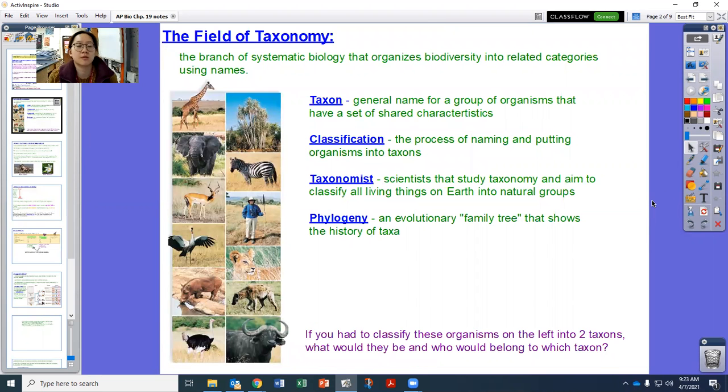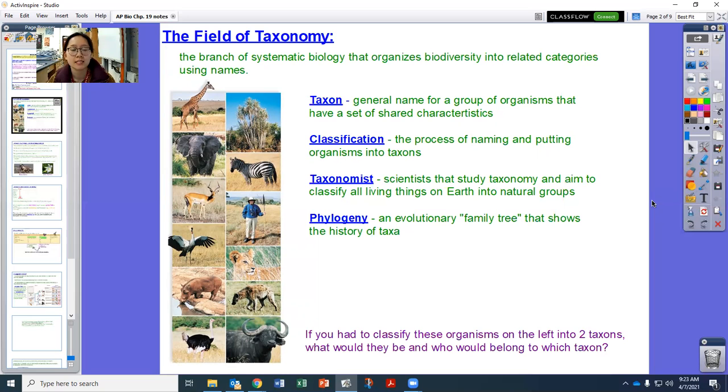So the field of taxonomy is the branch of systematic biology that organizes biodiversity into related categories using names. So the names of organisms show how they're related to each other, right? They all have scientific names that show the most specific groupings that they belong to. And it helps organize biodiversity because we want to know who is related to who in order to know what the evolutionary history was, if they came from common ancestors that were recent, or if they came from common ancestors that were way, way far back in the evolutionary history.